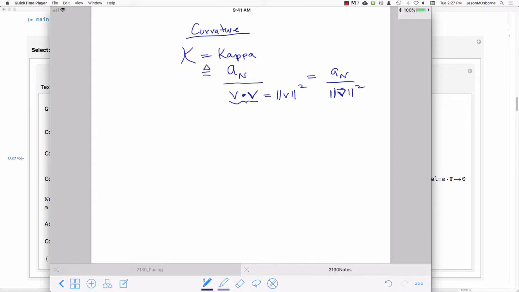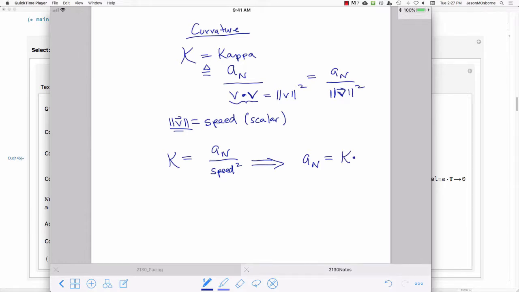Sometimes the magnitude of the velocity, you also call that the speed that you're moving along the curve, since speed is a scalar and the magnitude of a vector is a scalar. You call the magnitude of the velocity vector the speed, and therefore the curvature is the normal component of acceleration divided by the speed squared. You can then rewrite this formula to be this interesting formula: the normal component of acceleration is the curvature multiplied by the magnitude of the velocity squared.